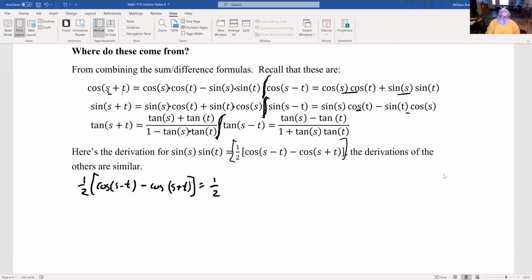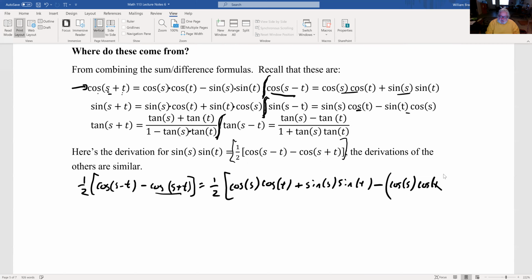Well, cosine of s minus t, that's this formula. So that's cosine of s, cosine of t, plus sine of s, sine of t. Cosine of s plus t, that's this formula. So it can be minus, and we'll put a parentheses around there, cosine of s, cosine of t, minus sine of s, sine of t.